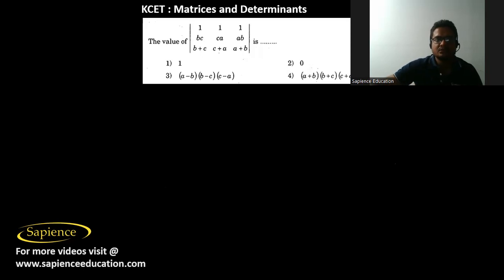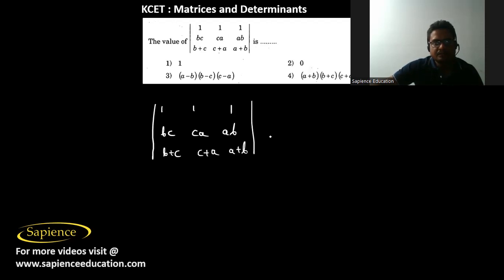Then here it is told that we have to find the value of the determinant of 1, 1, 1, A, B, C, then B plus C, C plus A, A plus B. We have to find the determinant of this.